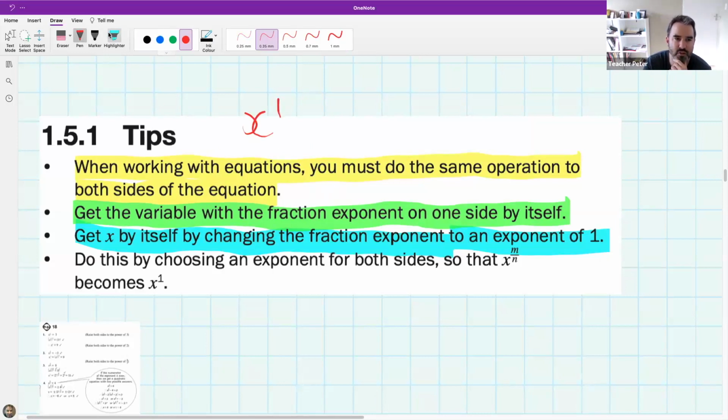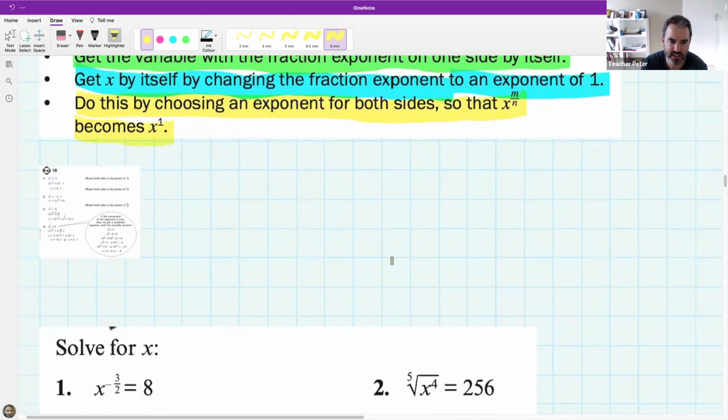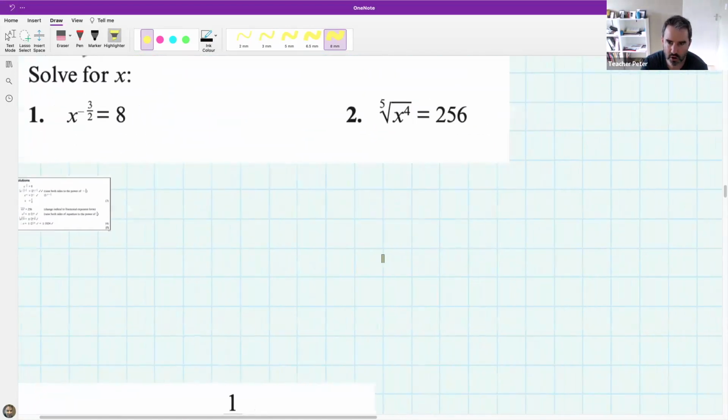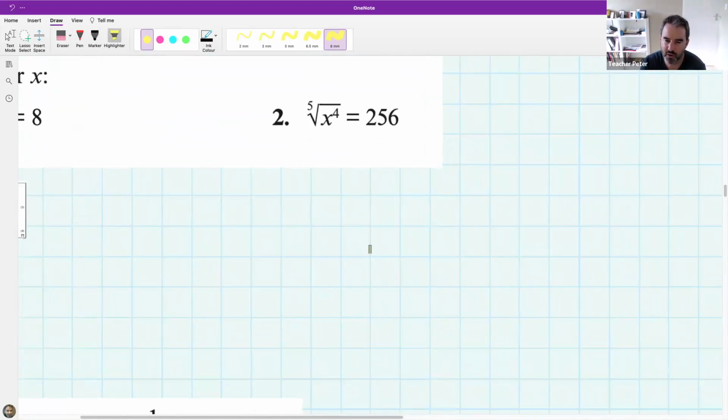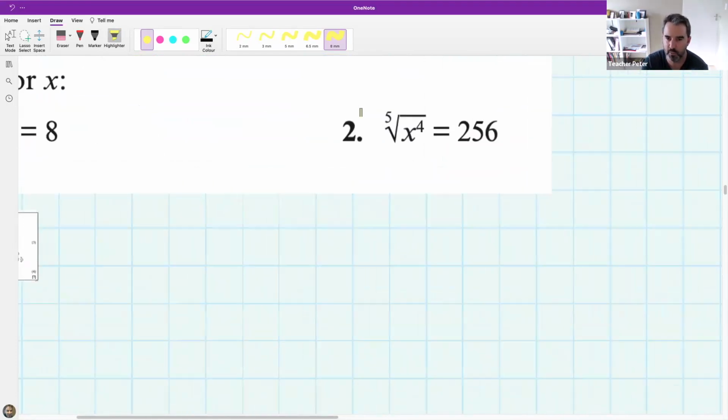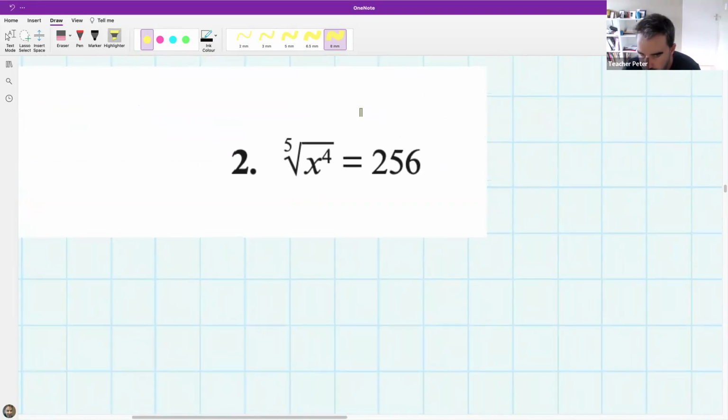And then it says do this, last bit, do this by choosing an exponent for both sides so that x to the m over n becomes x to the 1. That's basically what we were doing. Okay, so let's keep practicing. Let's try and do this one, because this is a little bit more tasty, and we have to use something that we learned earlier in the week. Some of you may say, hold on, mister, you have not taught us this stuff before, but maybe somebody who was in class can help me change this from what's called root form into power form.